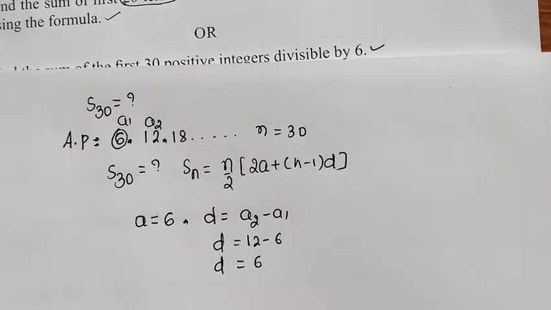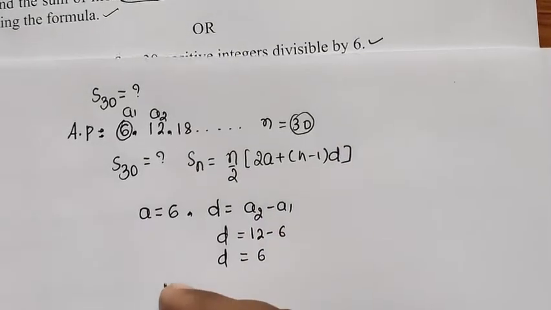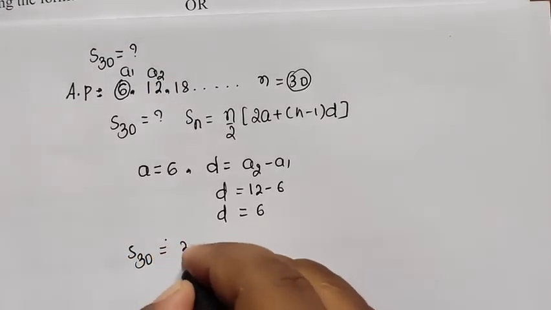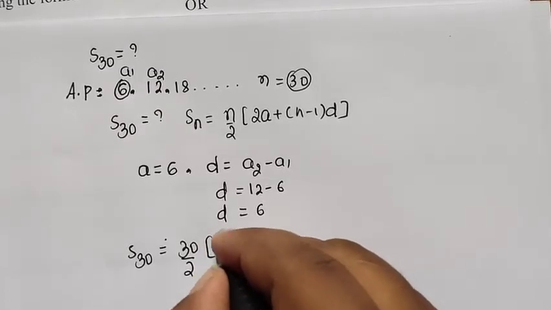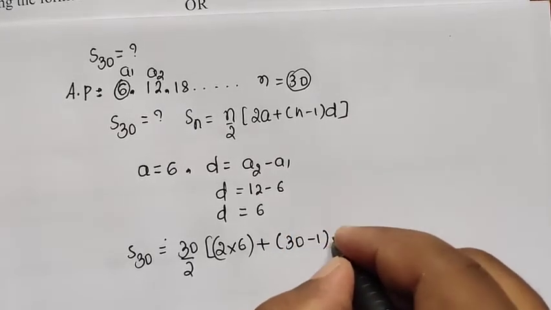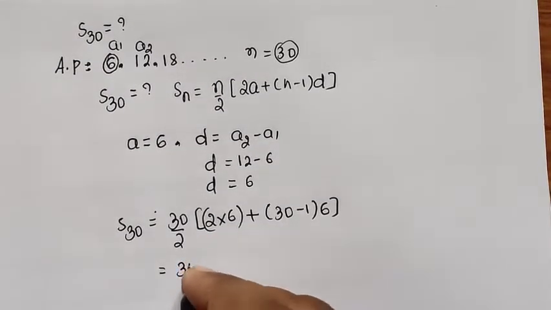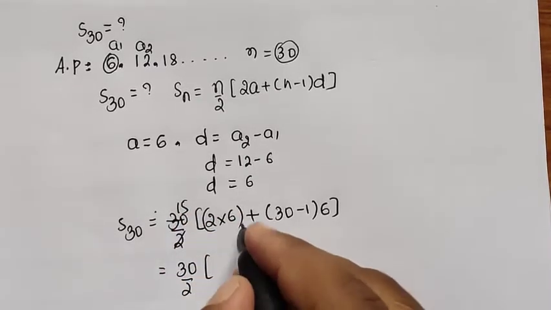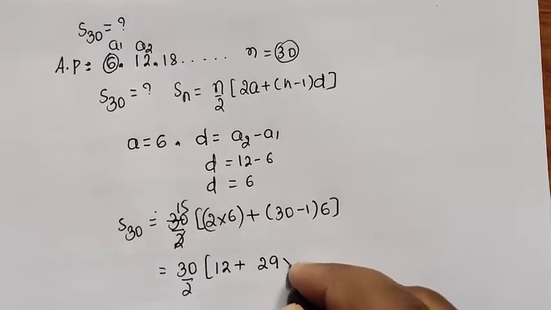After this common difference, you have the number of terms as 30. So substitute in the given formula. Then you will get what? S30 is equal to 30 divided by 2 times 2 into a, which is 6, plus n is again 30 minus 1, into 6. This is equal to 30 by 2, let us calculate it, it becomes 15. 30 by 2 is 15. So you have 2 sixes again 12 plus 29 into 6.